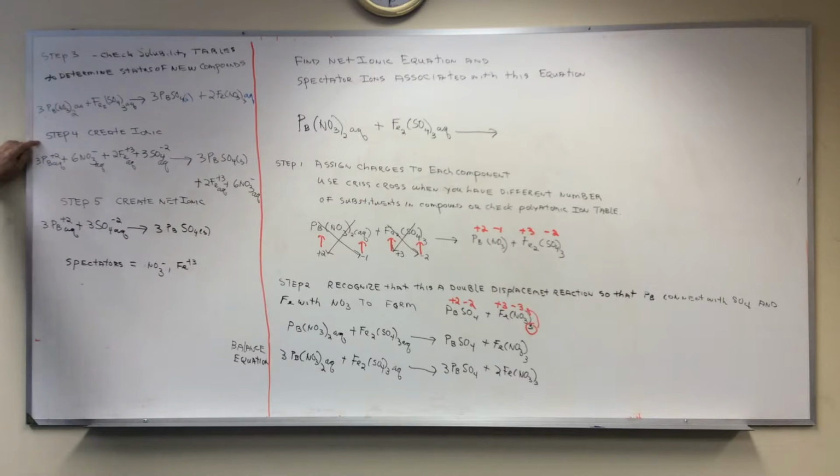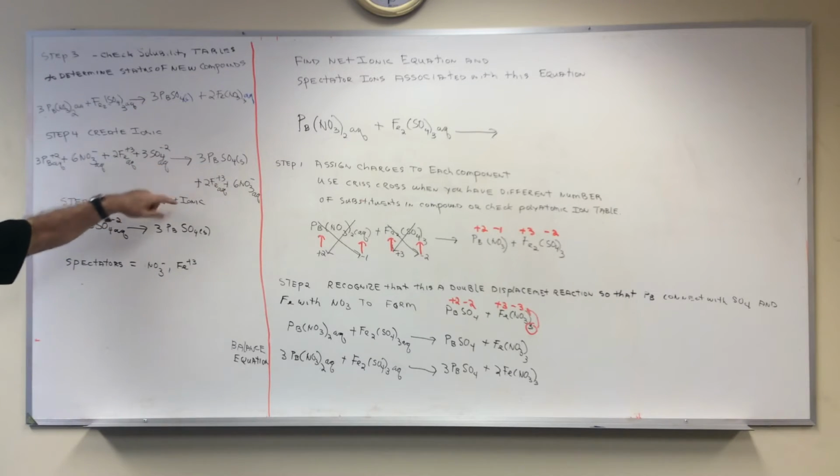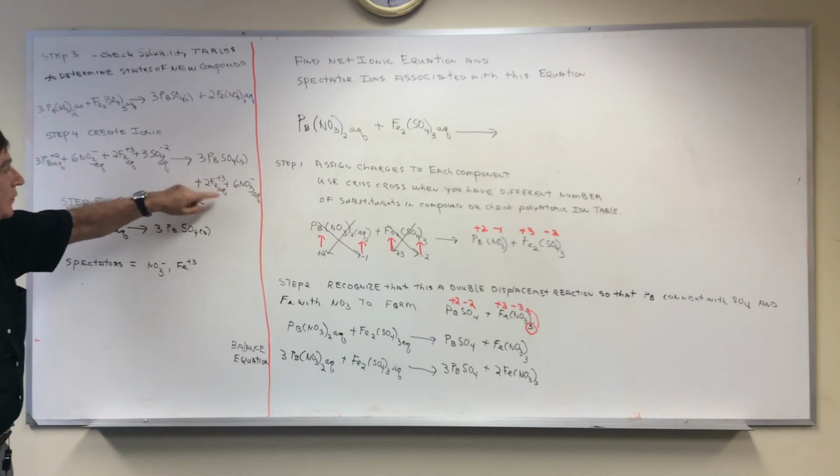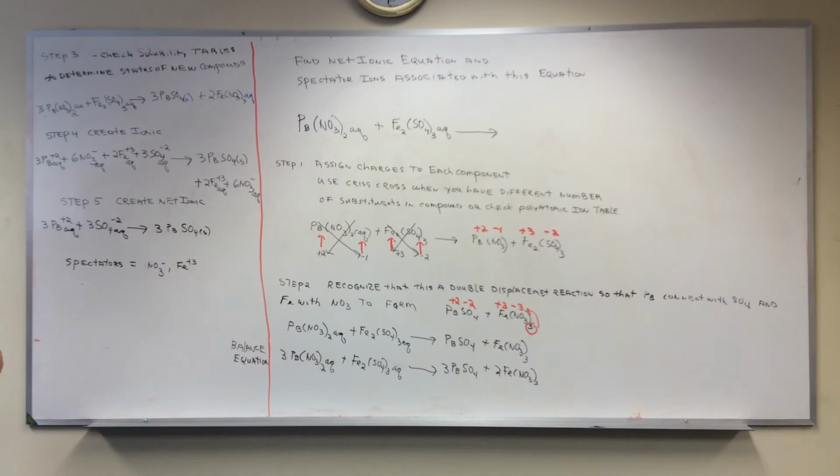Now we create the ionic equation. All the ionic is splitting the ones that are aqueous into ions. So this becomes 3Pb2+ aqueous, 3 times 2, 6NO3- aqueous, 2Fe3+, 3SO4 2-. Then on the right side, because this is a solid, it doesn't break up, but this breaks up into 2Fe3+ aqueous, 2 times 3, 6NO3-. This is the ionic equation.